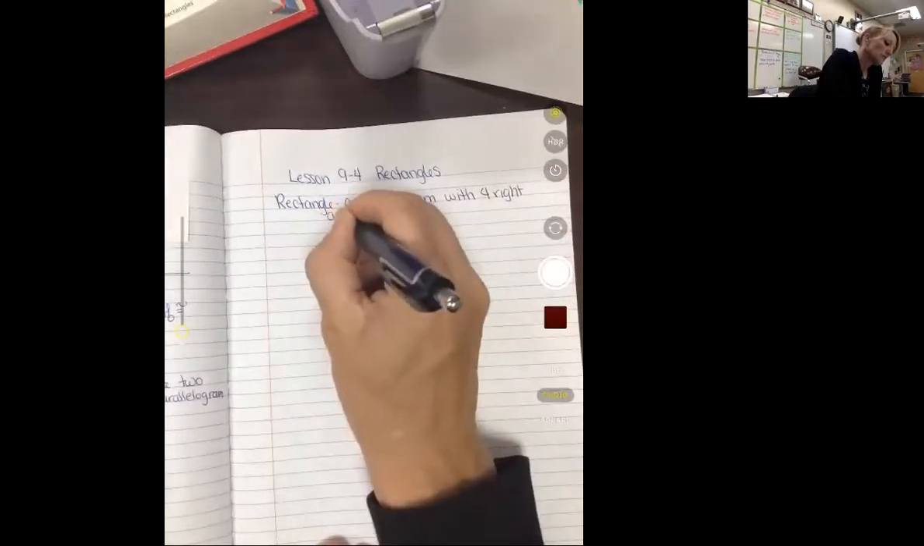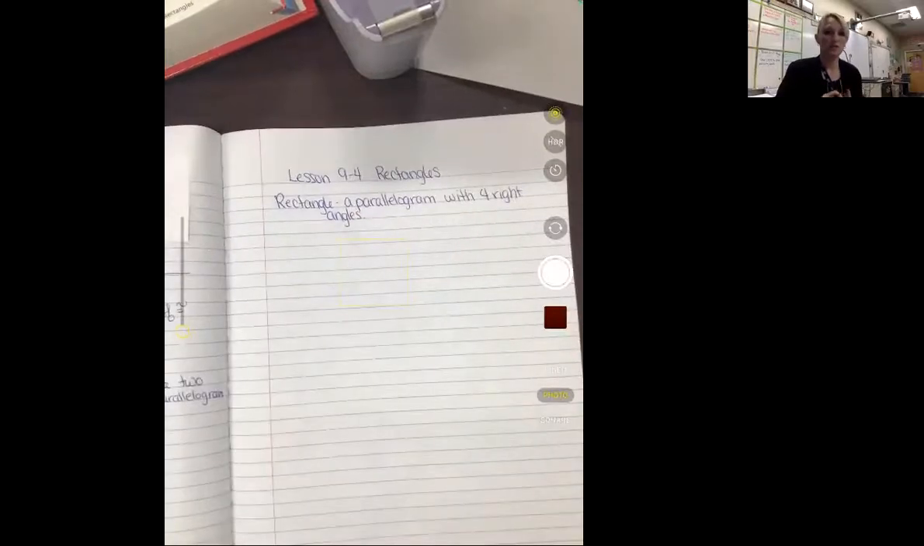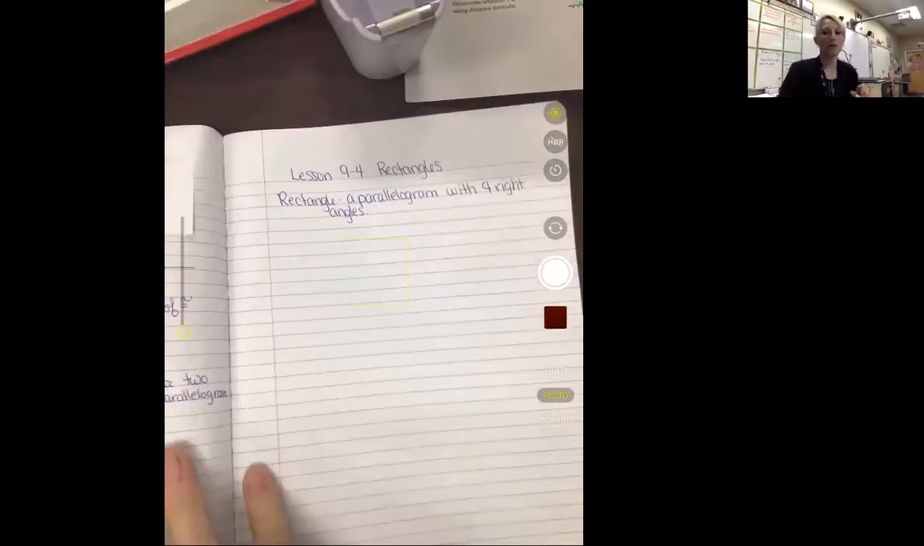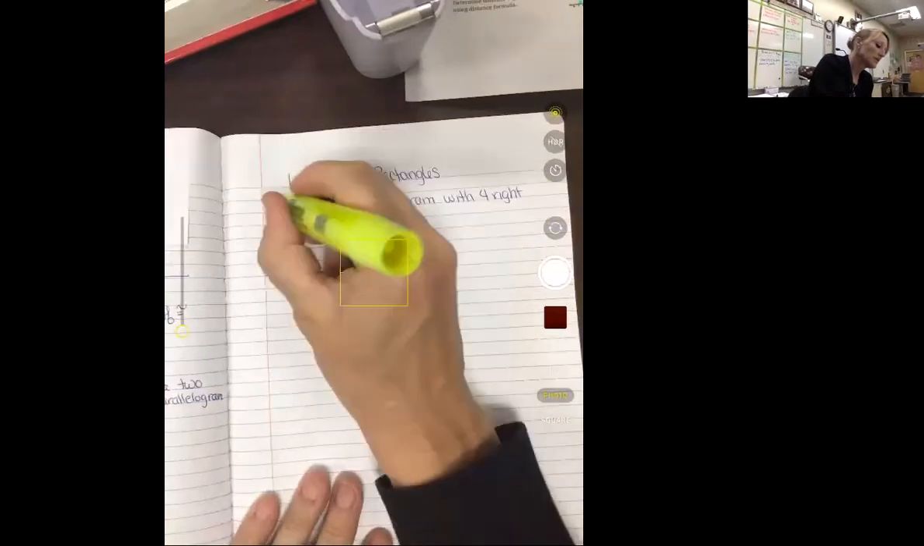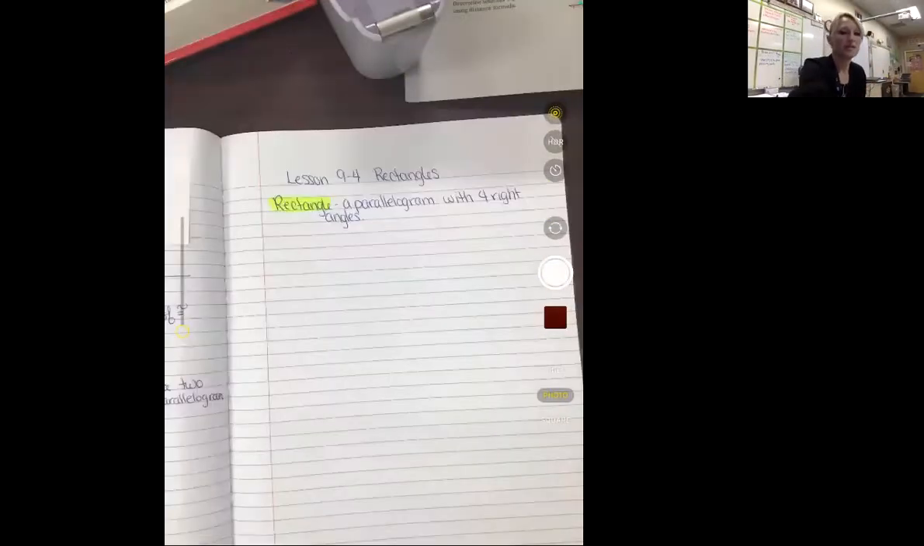Now notice that there is nothing in here about parallel sides. There's nothing in here about opposite sides congruent. I have kids that a lot of times add those things in and think it's the definition of a rectangle, but those things are all actually definitions of a parallelogram. So the only thing that makes a rectangle and not just a parallelogram is the fact that it has 4 right angles. It doesn't have anything to do with the sides. The sides make it a parallelogram.